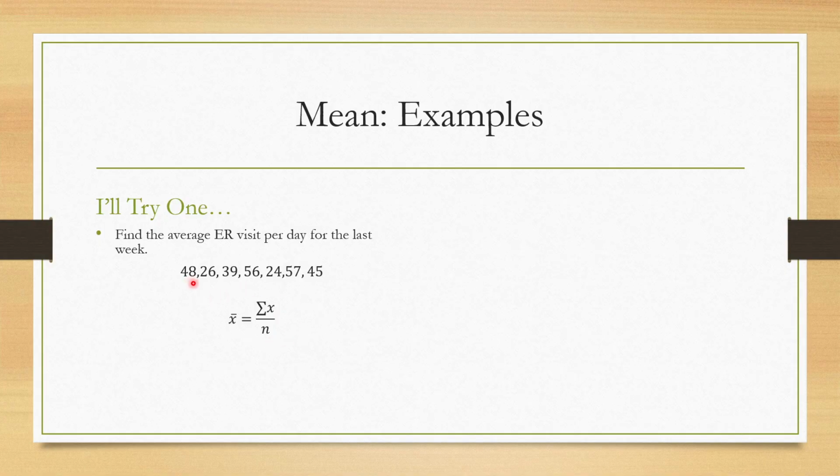So how many do I have? 1, 2, 3, 4, 5, 6, 7. Well, I guess the problem says the last week, so I probably could have put together 7. So I have 7 observations here. So I'm going to add up all the numbers on the top, divide by 7, and that gives me my sample mean. I'll round to 2 decimal places.